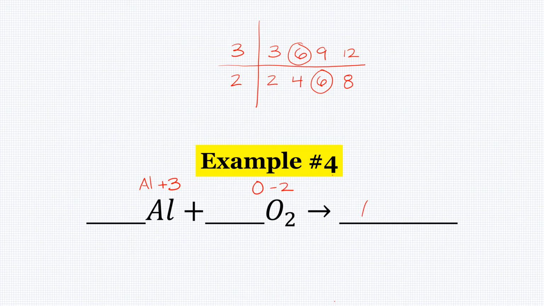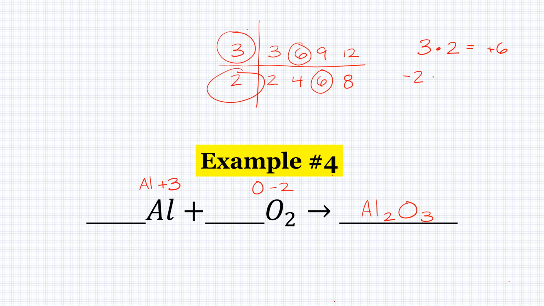So this is going to be aluminum. 3 times 2 gave me 6. And then for oxygen, 2 times 3 gave me 6. Okay, so again, I'm taking the charges. This is the charge of aluminum. 3 times 2 gave me a charge of +6. And then for oxygen, it had a charge of -2 times 3 gave me a charge of -6. So that's how I'm getting a 0 net charge here. All right, so let me balance this. So we've got aluminum and we have oxygen.